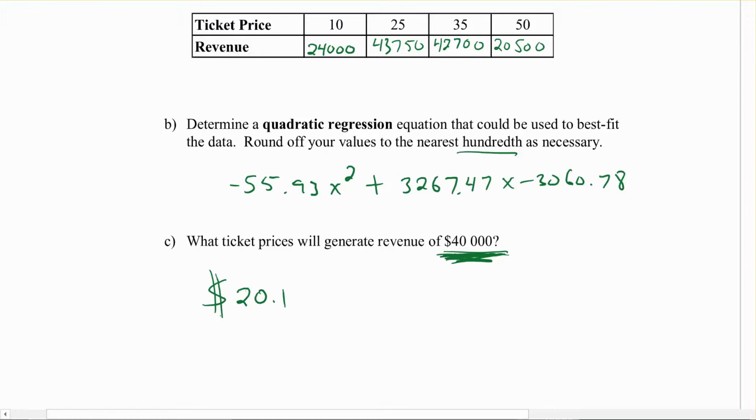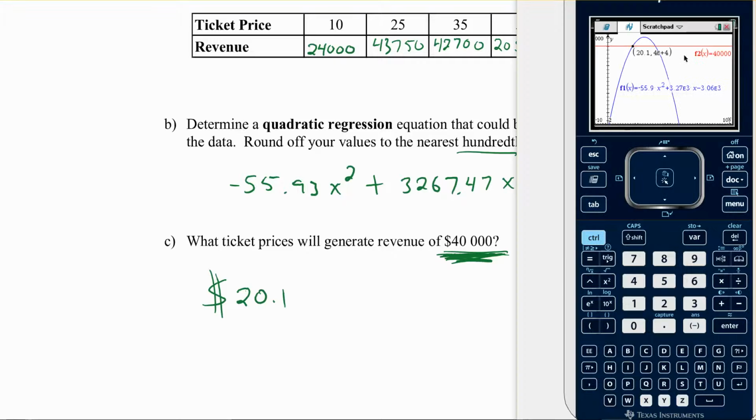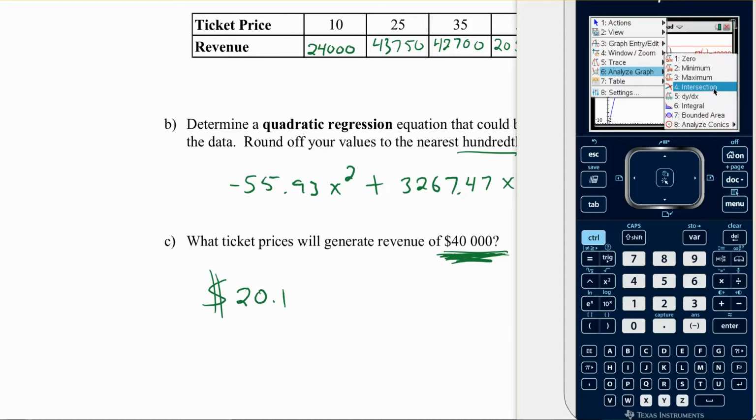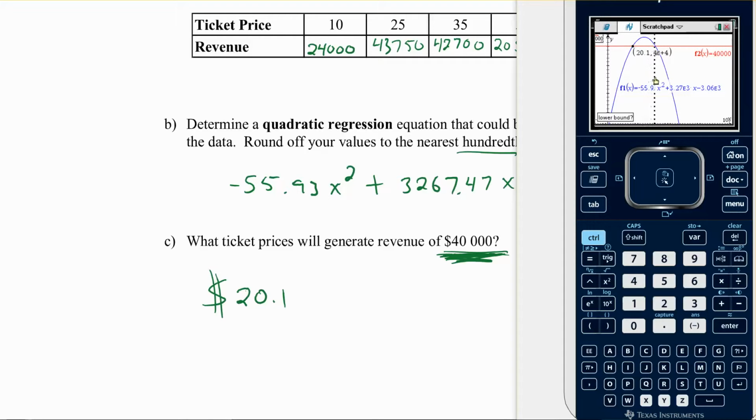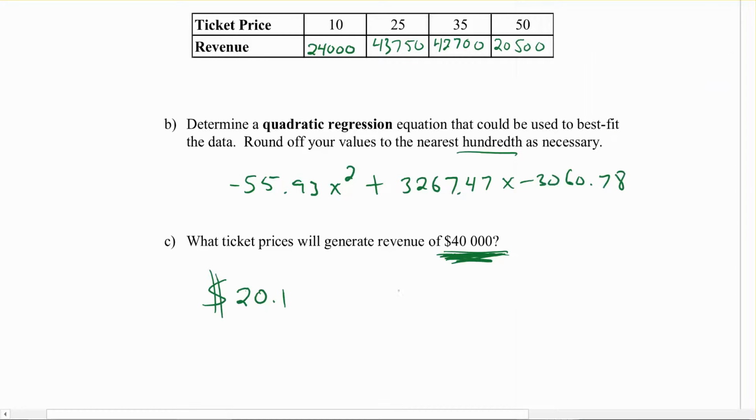$20.1. But when it starts going back down again, I'm going to have another one. So I just need to go again, menu, analyze graph, intersection, and then do the next intersection. So there and there. And it looks like it's going to be at 38.3. So at $38.3 as well. So those are my 2 points.